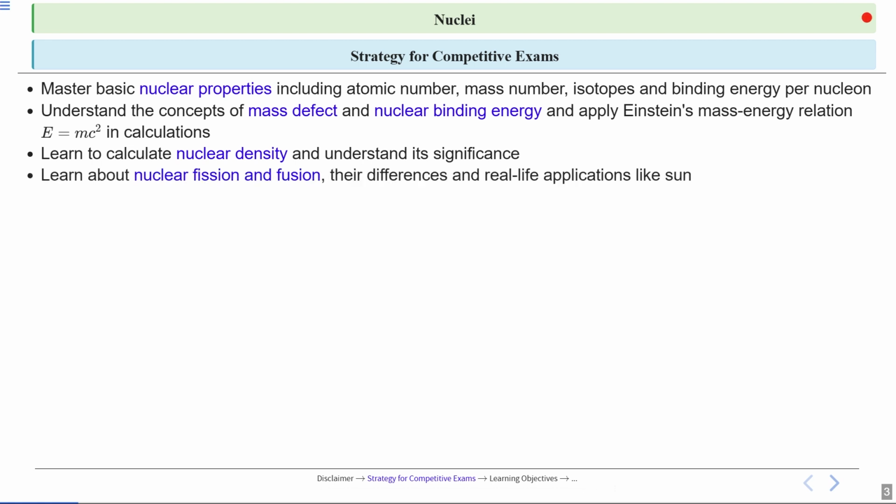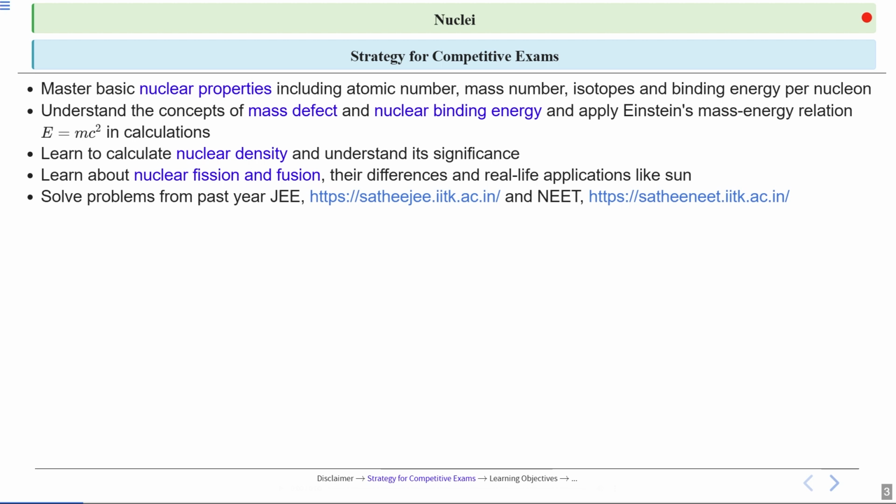You should explore nuclear fission and fusion. Fission is when a heavy nucleus splits into two lighter nuclei, and fusion is when two light nuclei combine to form a heavier nucleus. Notice how fusion generally releases more energy per nucleon than fission, and both processes have important real-life applications.